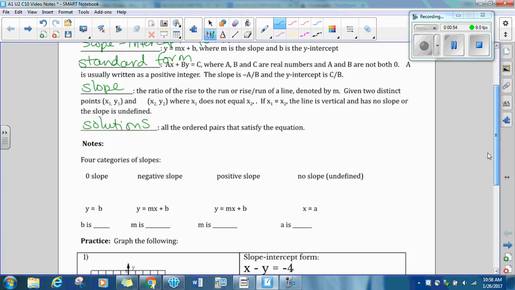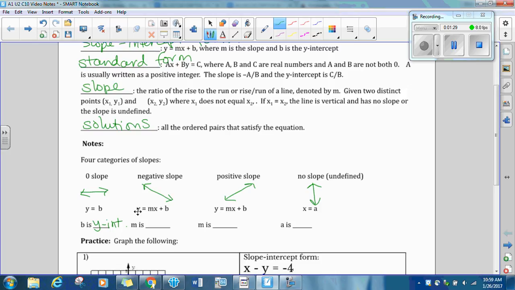So we have 4 different kinds of slopes, as you learned in middle school. We have a zero slope, that's a horizontal line, a negative slope that starts out high and goes low as you read it left to right, a positive slope that starts out low and goes high as you go left to right, and no slope or undefined slope, which is a vertical line. So the equation for this line would be y equals a number. That number is b, and b is the same b that's up here in slope-intercept form, so that's my y-intercept.